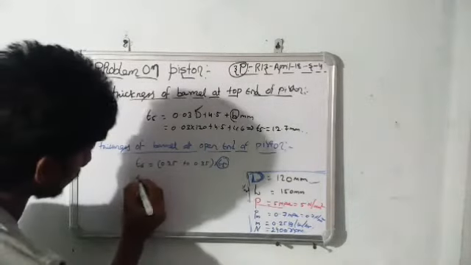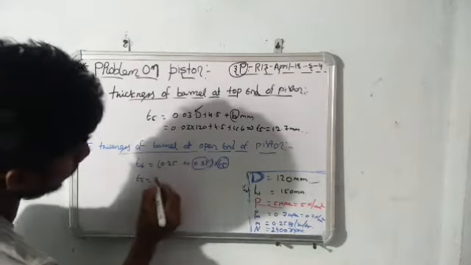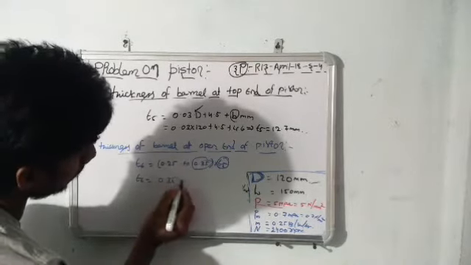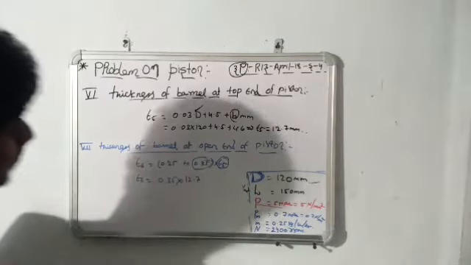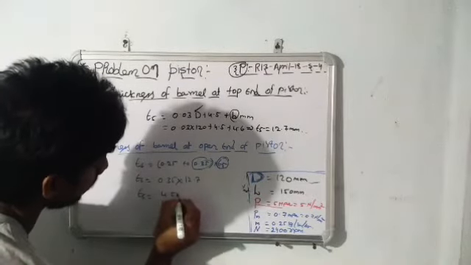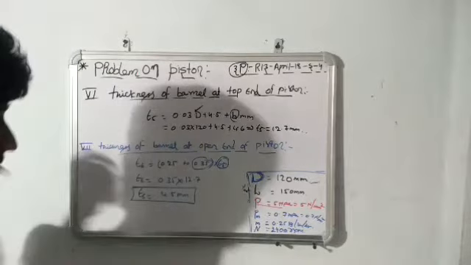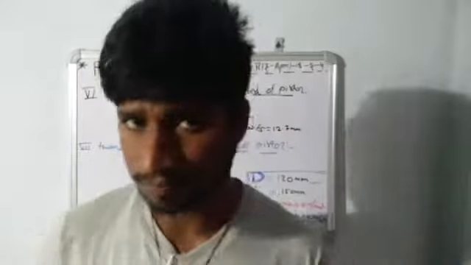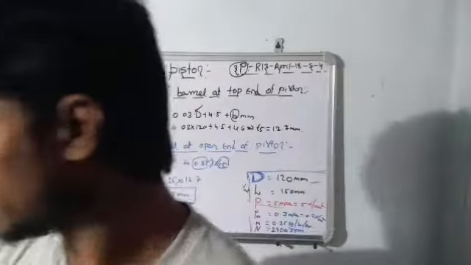By substituting that, T6 is equal to, considering the maximum value, 0.35 into T5, which is 12.7. T6 equals 4.5 mm. So this is about the thickness of barrel at the open end as well as the top end of the piston. Go to the next step.